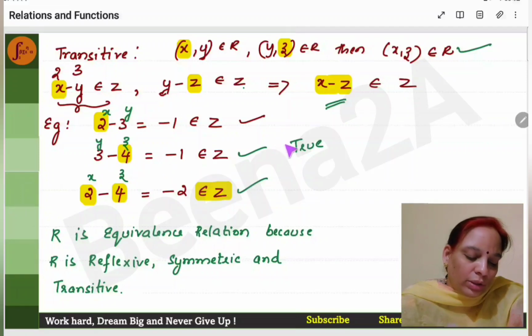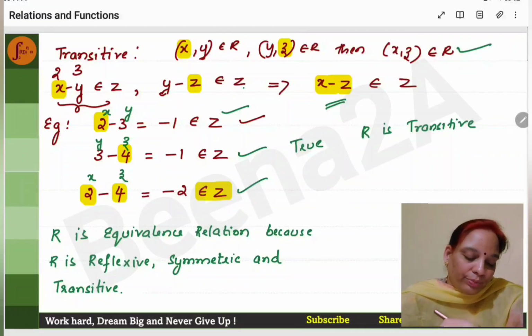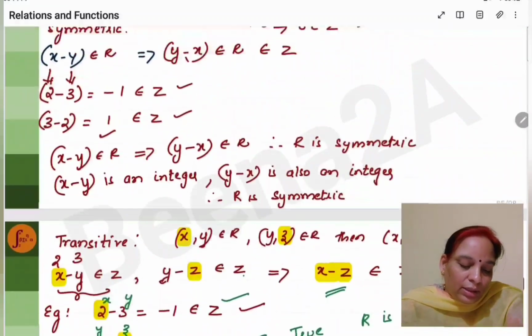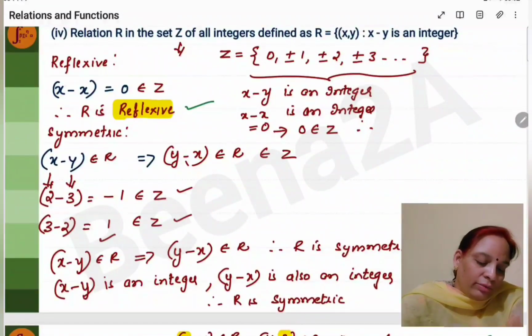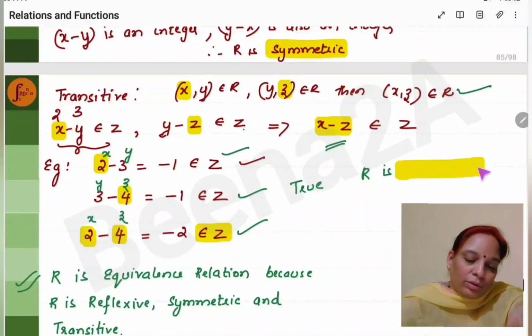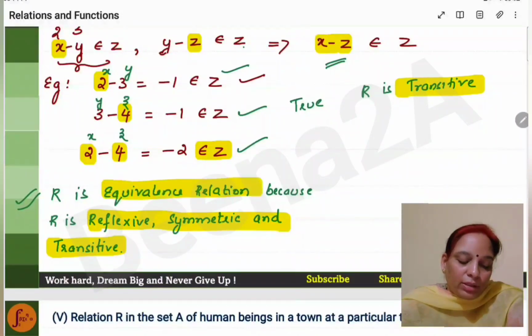You can also take this example and say, since 2 minus 3 belongs to Z and 3 minus 4 belongs to Z, therefore 2 minus 4 also belongs to Z. Therefore, R is transitive. Now, this is an equivalence relation. Why? In this case, we saw that R is reflexive, R is symmetric, and R is also transitive. Since R is reflexive, symmetric, and transitive, we can call this an equivalence relation.